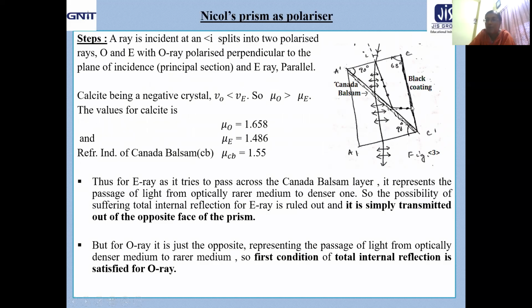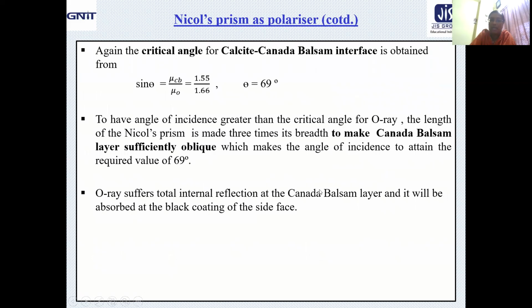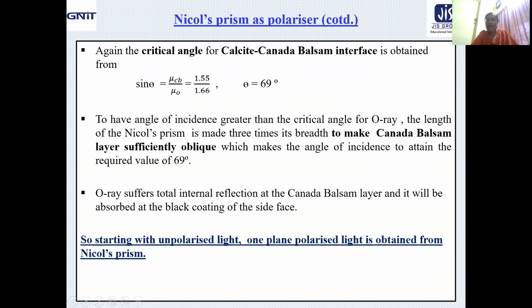The O ray will suffer total internal reflection and it will be absorbed at the black coating of the side face, and only the E ray will come out. So starting with unpolarized light, we are getting one plane polarized light to come out, and the other plane polarized light is somehow absorbed inside the Nicol. That's why we are getting at the end one plane polarized light, I'm sorry, from unpolarized light.